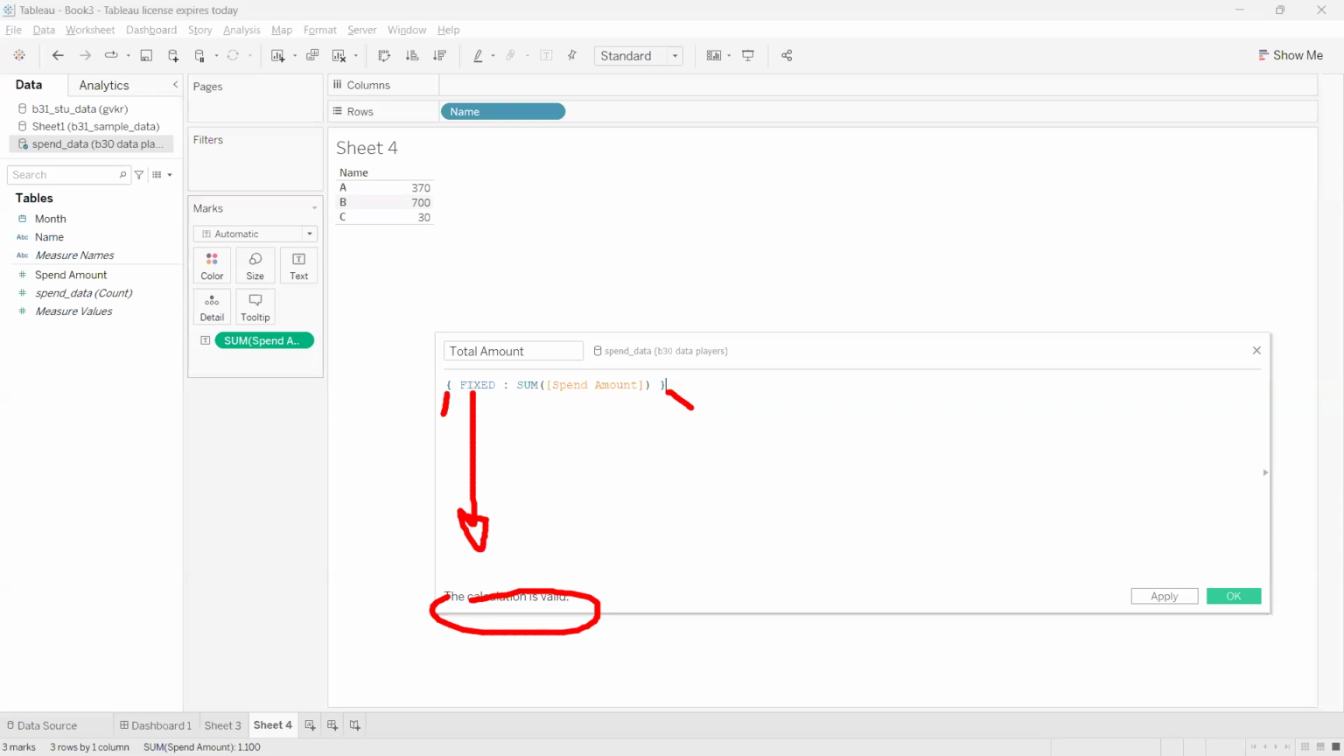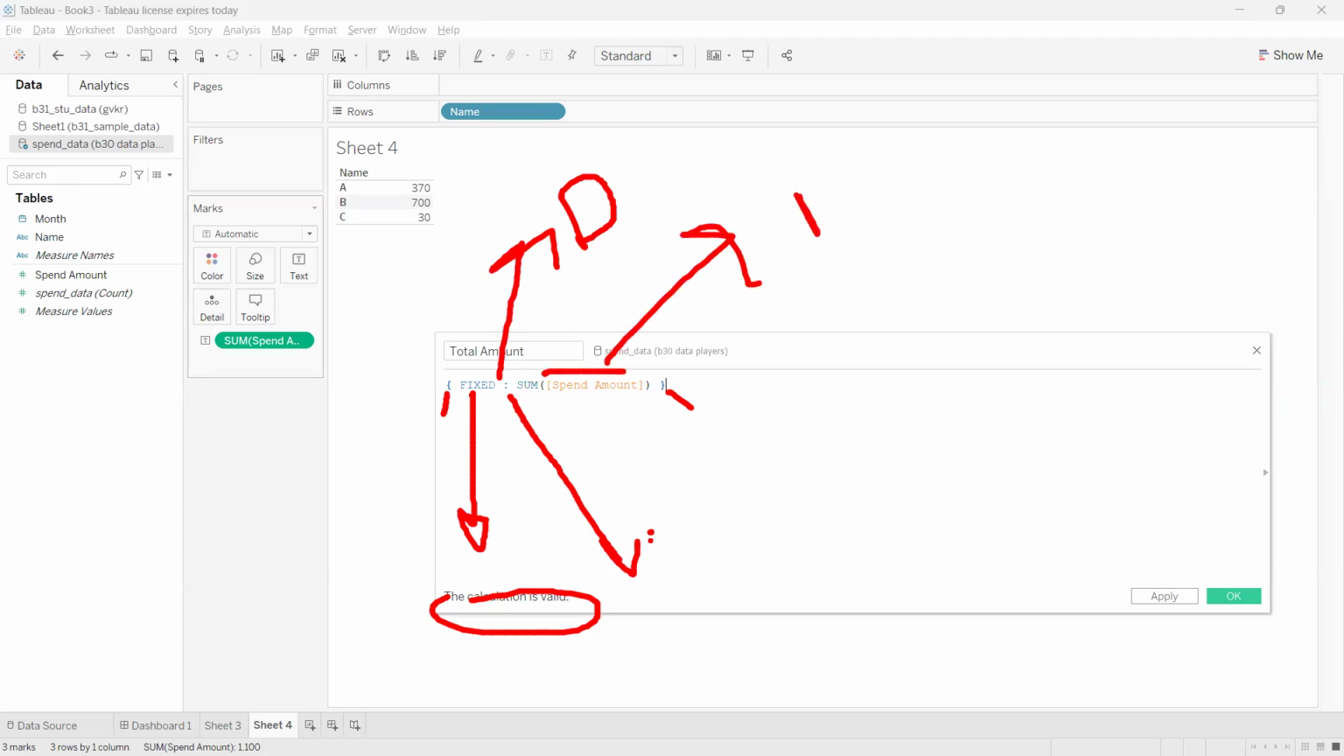So we have to write LOD here, like fixed LOD here. Now we have a colon here. Before the colon, we have to use dimensions. After the colon, we have to use a measure. Measure means a measure, or it is an aggregated value. Hope you understood. Let me repeat one more time.